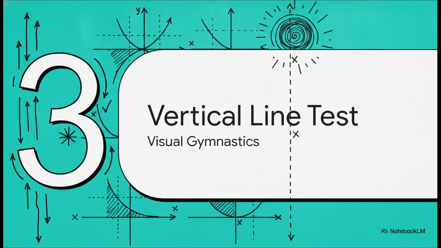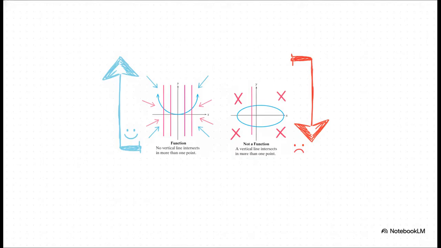Okay, moving on to our next key concept, Module 3, Visual Gymnastics, the vertical line test. So how do we instantly tell if a graphed relation is a true function? We use the vertical line test, of course. Imagine a blue upward-facing U-curve. If we drop several vertical lines straight down through it, each line intersects that curve at exactly one single point. Because it never hits twice, bam, it passes the test.